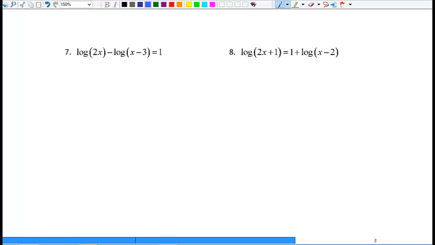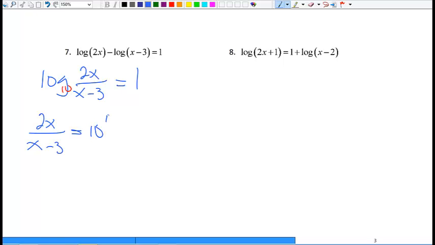Last but not least, 7 and 8. In number 7, we're looking at a minus in between the two logs, and I'd like to bring them into one log, and then I could convert to exponent form. So this would be log of 2x divided by x minus 3 equals 1. And remember that this is really base 10. So if I convert that into exponent form, I get 2x over x minus 3 equals 10 to the first, which is 10. Then I can cross multiply, so 2x equals 10 times x minus 3.